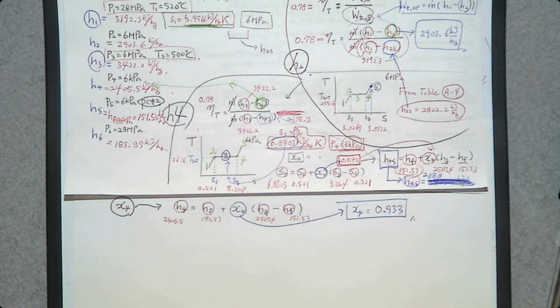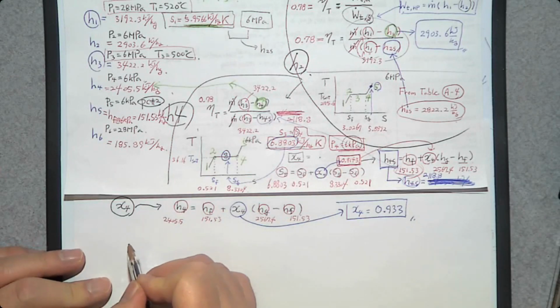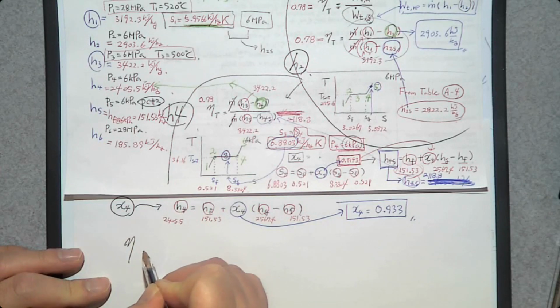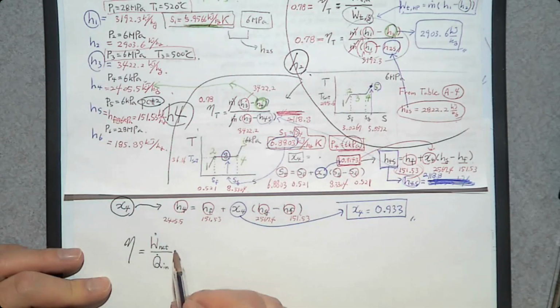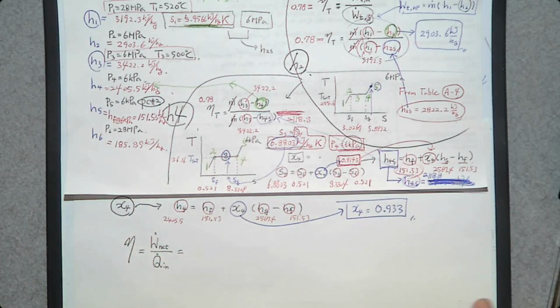And the last question is the thermal efficiency. How do we determine the thermal efficiency? The thermal efficiency can be determined by net power divided by heat transfer in. So how do we determine net power? How many powers do we have?